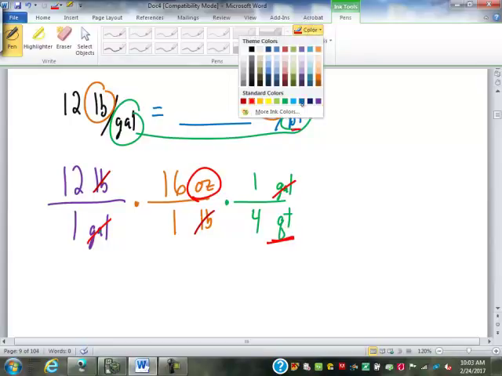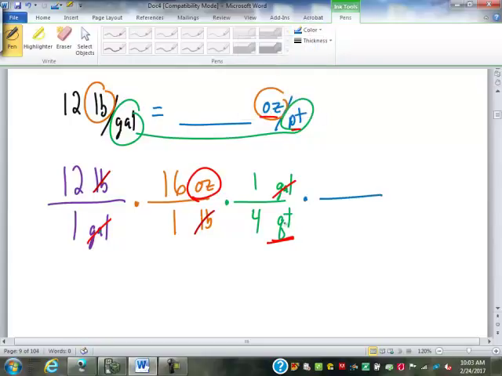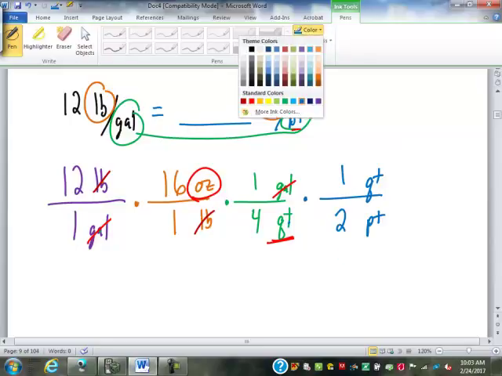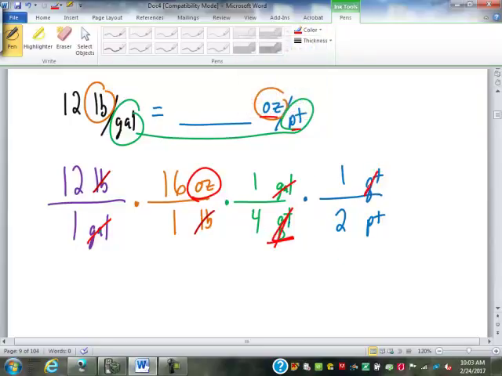So I have to keep going. I want to get rid of the quarts, so I'll put them on top. I need to get to pints, and I do have a direct conversion from quarts to pints. 1 quart is 2 pints. So now my quarts are gone, and I'm left with the pints. So now I do have ounces on top and pints on bottom. Those are my units, and that is what I want.